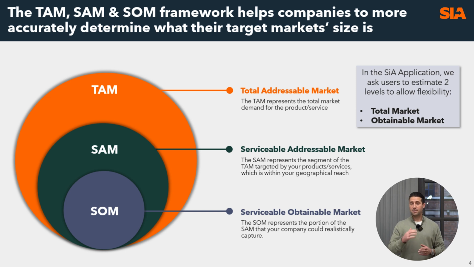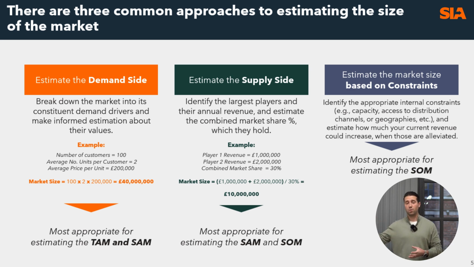Now, to calculate TAM, SAM, and SOM, there are a number of approaches that an organization can use. You can go and source market reports, you can go and source market insights, you can leverage external data, you can leverage internal data, but often it's important to triangulate this with analysis, with looking at market drivers and estimating the demand side or estimating the supply side or using constraints to try to size the market. So let's look at these three different approaches.